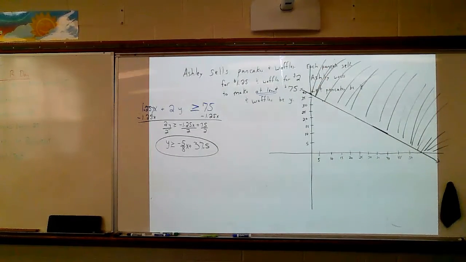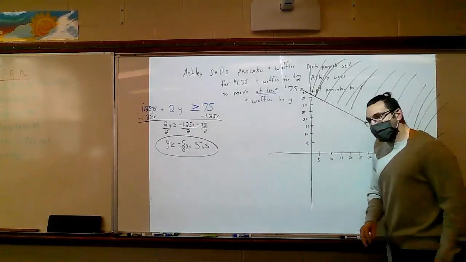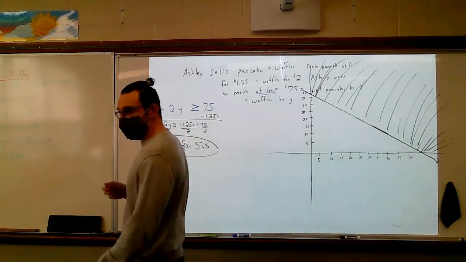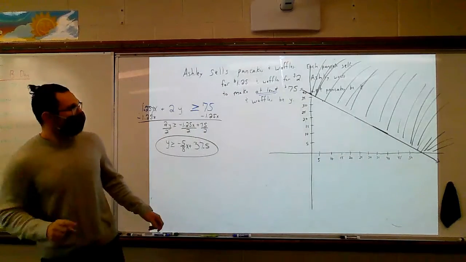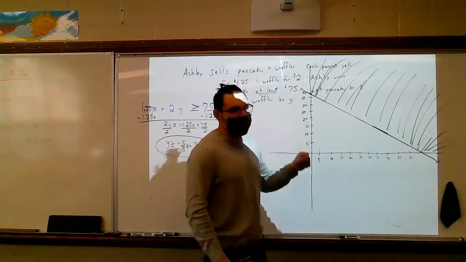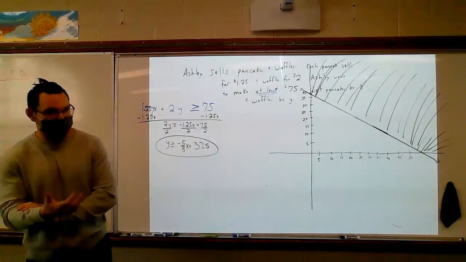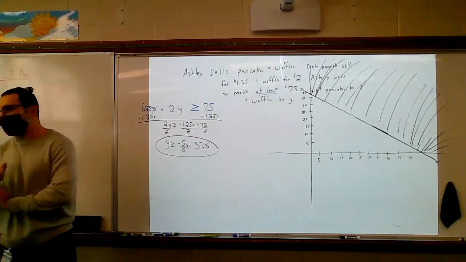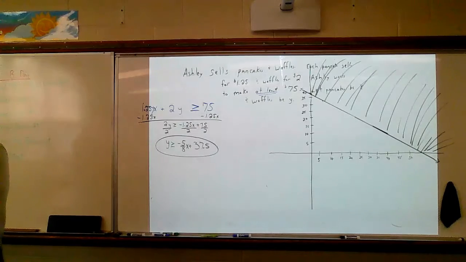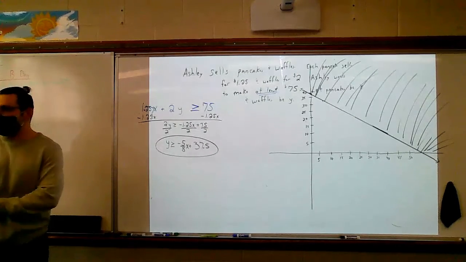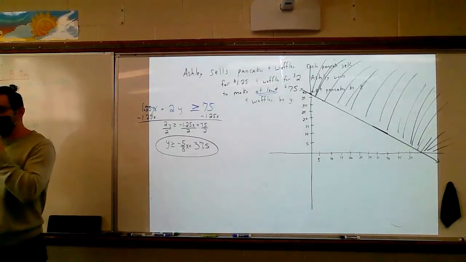So this is what I should see on your test. Okay, so what can you tell me about this graph? First, we did not shade in any of the negatives because you cannot sell negative amounts of pancakes or negative amounts of waffles. Therefore, I kept all of my answers in the first quadrant. Okay, does that make sense?